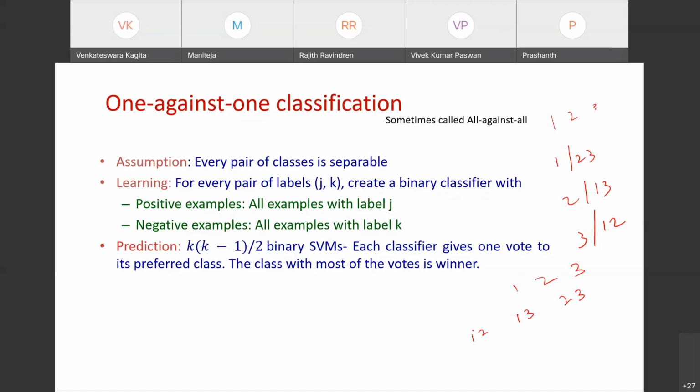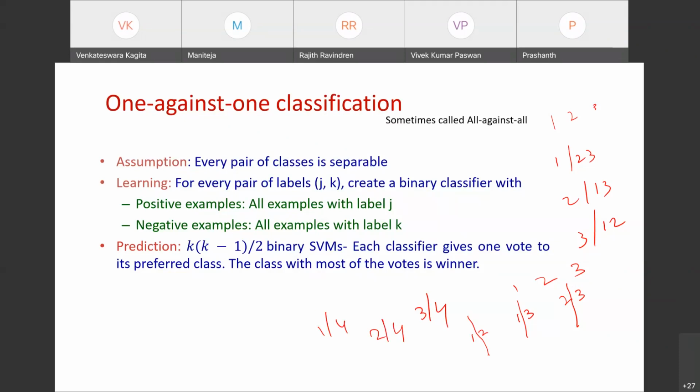So I'll learn a classifier 1 against 2, a classifier 1 against 3, and a classifier 2 against 3. And if I have 4 classes, then I'll also learn 1 against 4, 2 against 4, 3 against 4. All these I will learn. So every pair of classes.